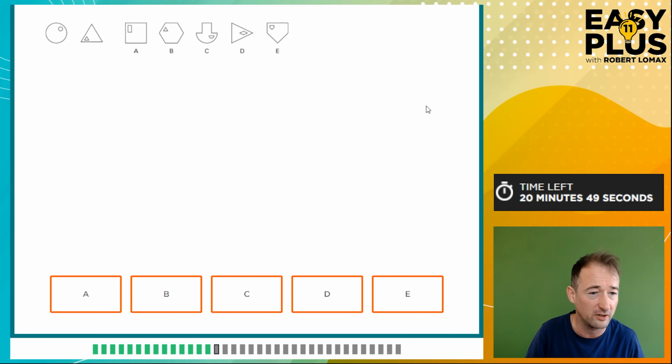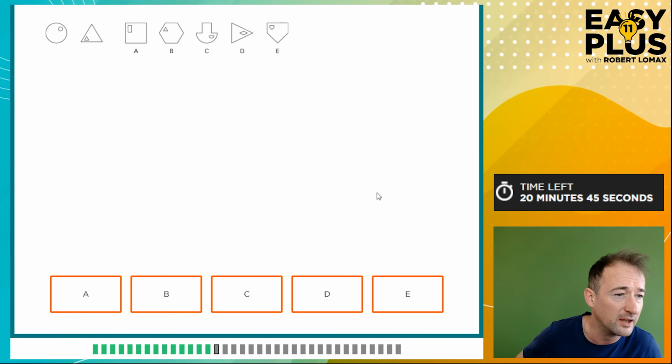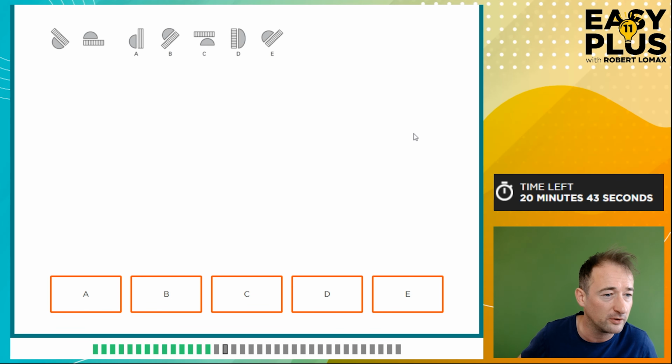We got a tiny version of the outside thing on the inside. Where are we going with this? Only E matches this. Nice easy one to save some time.